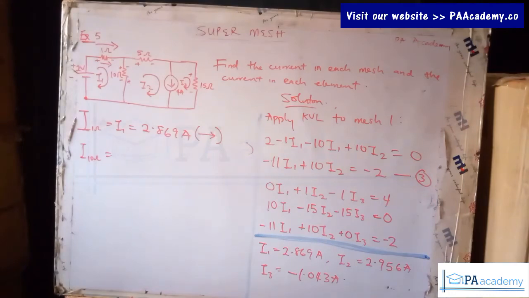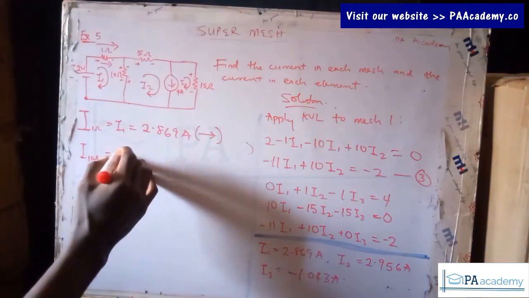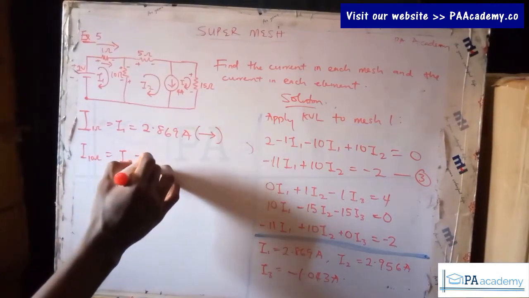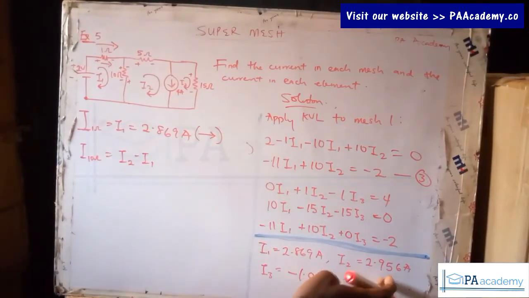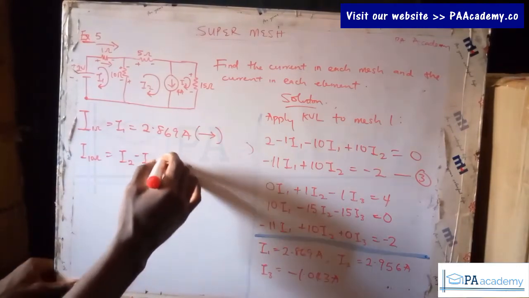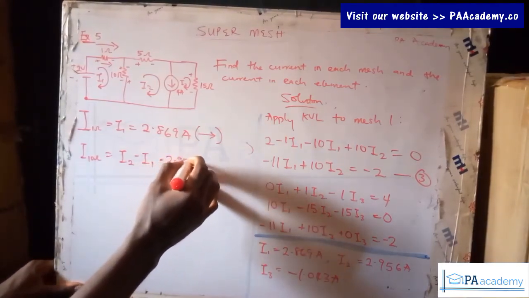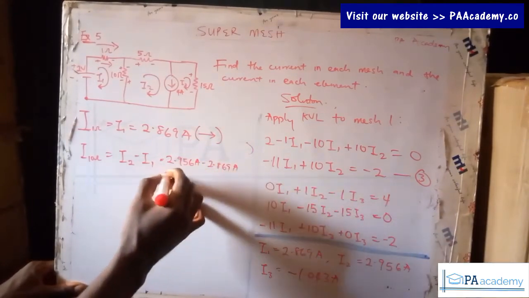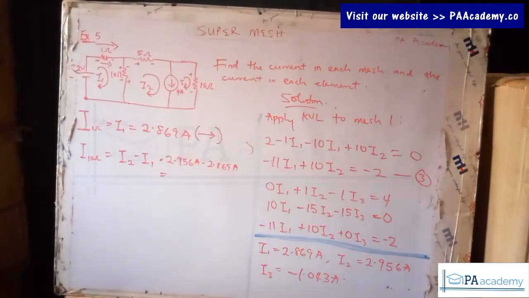So with that, we are going to be having I2 minus I1, because if you look at it, I2 is 2.9, I1 is 2.8. So that will be 2.956 amperes minus 2.869 amperes. And what would that give us? Let me just type that in my calculator and see.